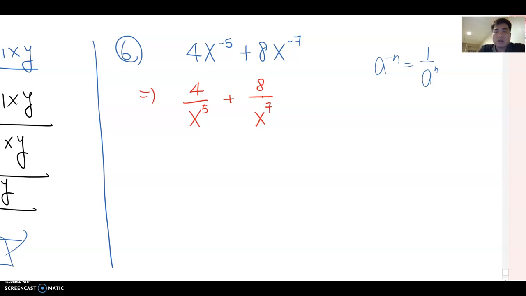So when we talk about one fraction form of a polynomial, I recommend you find the common denominator and then combine into a numerator, right? So what's the LCD, the least common denominator, in this case? As you see, this is our least common denominator. Therefore, I'm going to multiply x squared here and also another x squared here. Then this becomes 4x squared plus 8 over x seventh, right?